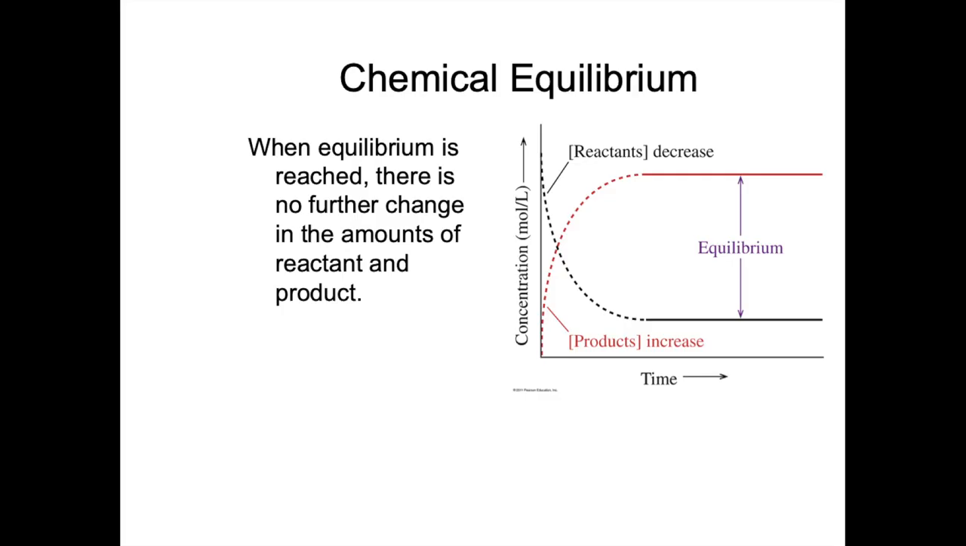We'll talk a little bit more about this and look at how we quantify this later on in this chapter. But for now, I just want to make that distinction that the concentrations of your reactants and products do not have to be equal at equilibrium. What equilibrium means is that those concentrations stay constant. They don't change once you've hit equilibrium.